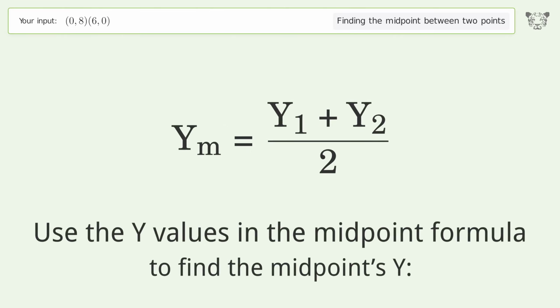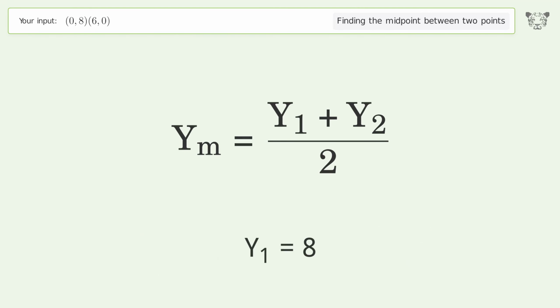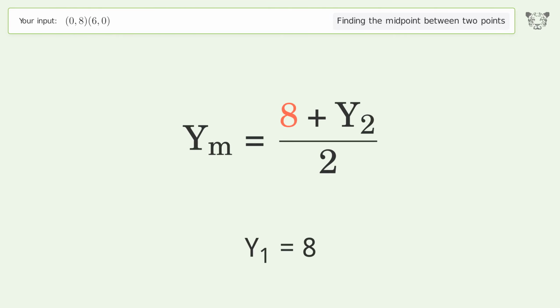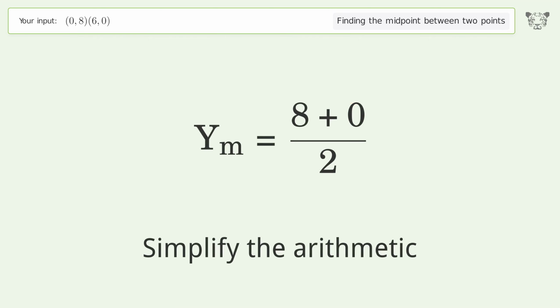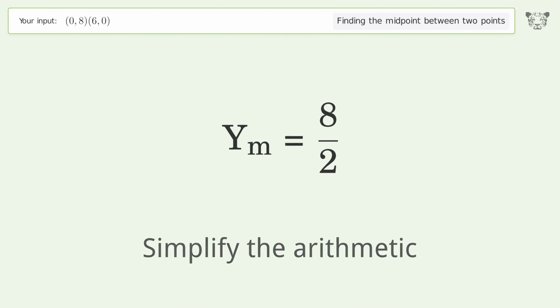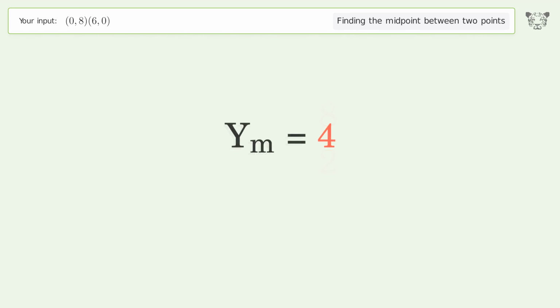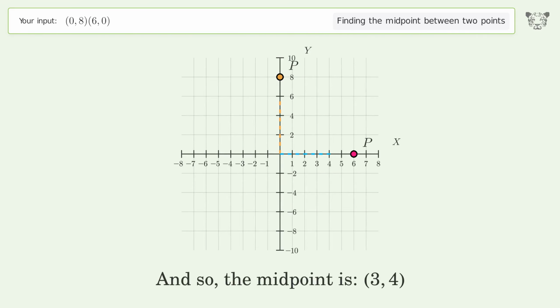Use the y values in the midpoint formula to find the midpoint's y. y1 equals 8. y2 equals 0. Simplify the arithmetic. And so, the midpoint is 3, 4.